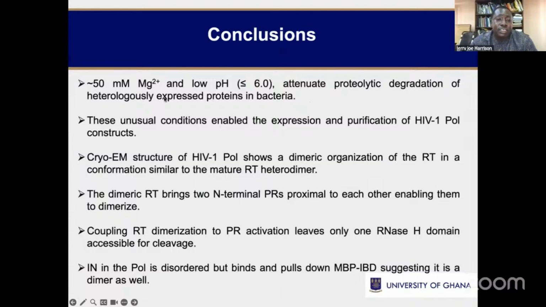So to conclude, I hope I have convinced you that adding 50 millimolar magnesium and changing the pH of the medium to 6 actually attenuates proteolytic processing of heterologously expressed proteins in bacteria. This condition allowed us to successfully express HIV-1 Pol and other proteins that we couldn't express before, and that enabled us to solve the cryo-EM structure of HIV-1 Pol, which showed an RT heterodimer and a protease dimer, which is proximal to the N-terminus of the RT.